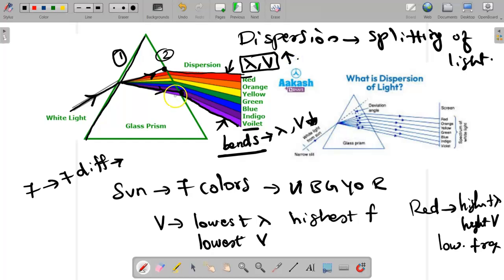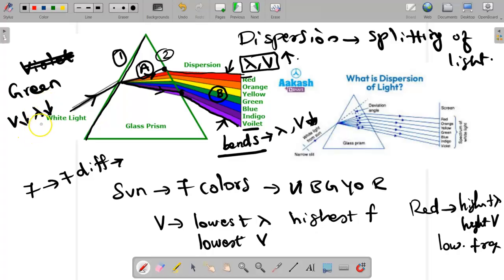Now you can ask some question. Not violet, but you can say green color. Green color at point A, and here is point B. What happened from point A to B? The speed is reduced. So the wavelength is reduced. So if the wavelength is reduced, it's supposed to change its color to blue, because what is the color below the green? Blue. So it should change its color to blue.